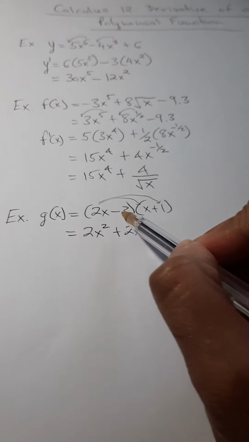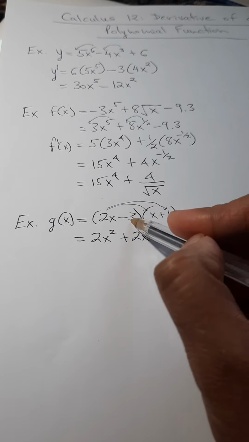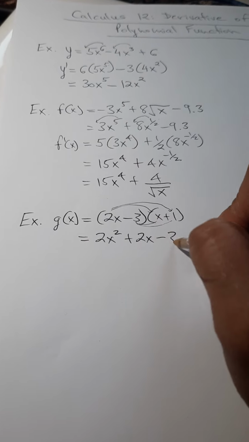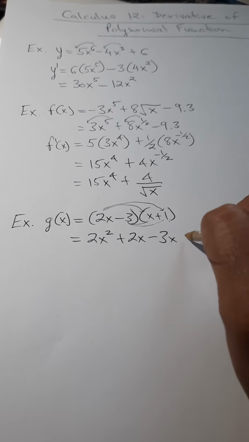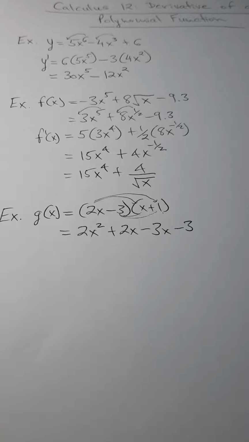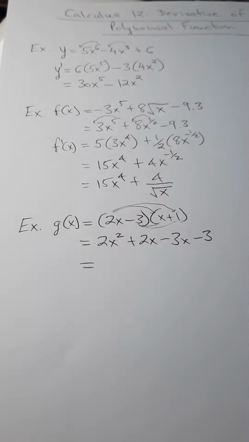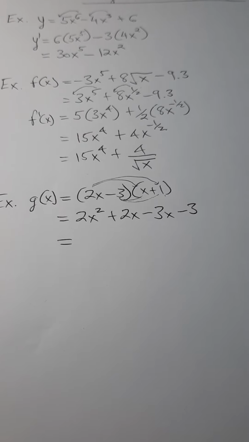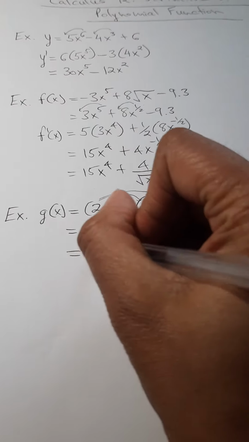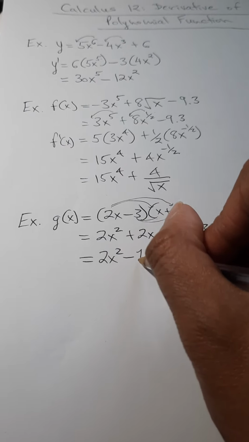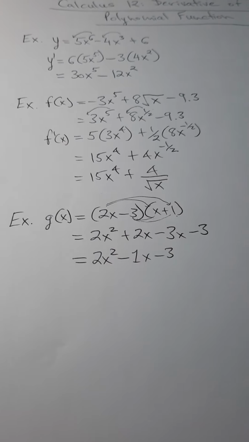Then take the second term here, negative 3. You're going to multiply this by x and 1. So negative 3 times x, negative 3x. Negative 3 times 1 is negative 3. Then we're going to put these like terms together here. So I'm left with 2x squared, 2x minus 3x, negative 1x, minus 3.